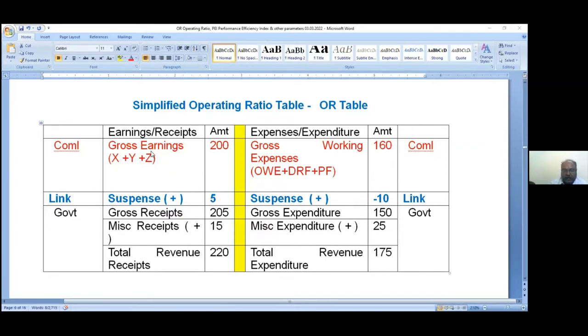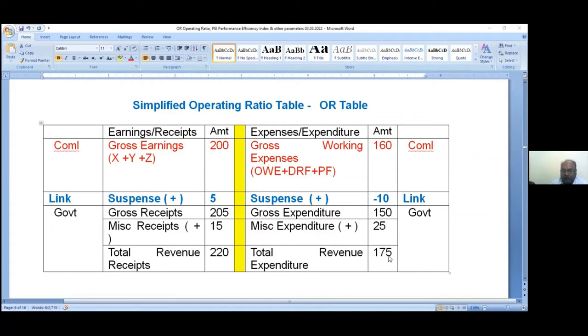This is the commercial. This is the linked. And it is the government. Government means 205 plus miscellaneous receipts 15, total revenue receipts 220. Here gross expenditure is 160 minus 10, 150. Miscellaneous expenditure is 25 and total revenue expenditure is 170.